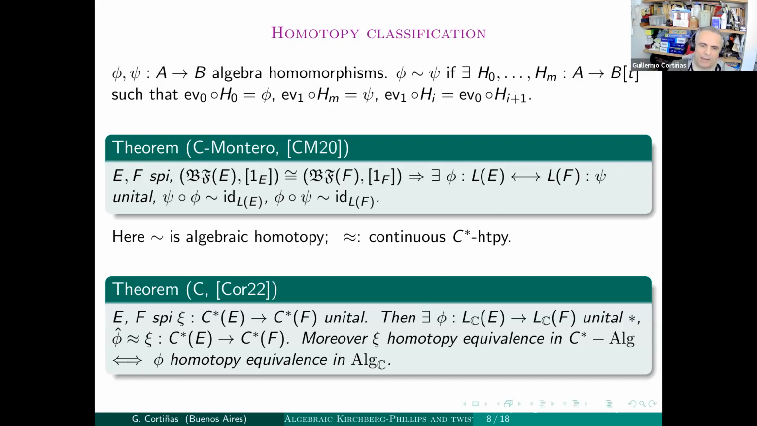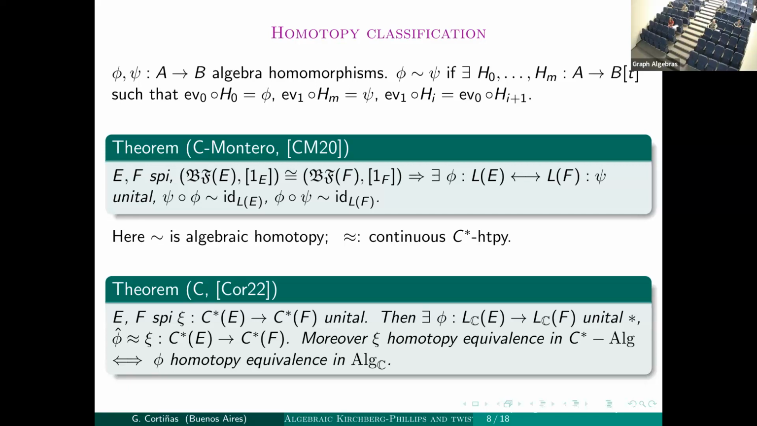Otherwise, I would get a statement about homomorphisms in the KK category. So I'm using that homomorphisms in the KK category, when the algebras are Kirchberg, say, is the same as homotopy classes of actual C-star algebra homomorphisms. And an analogous result for algebraic KK, at least between SPI Leavitt path algebras. Did I answer your question?